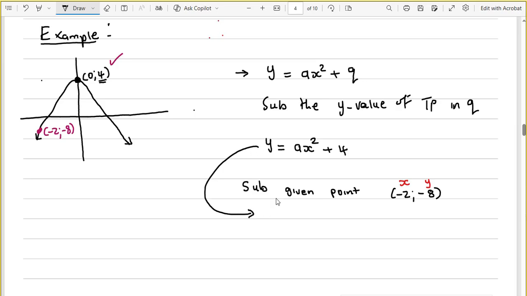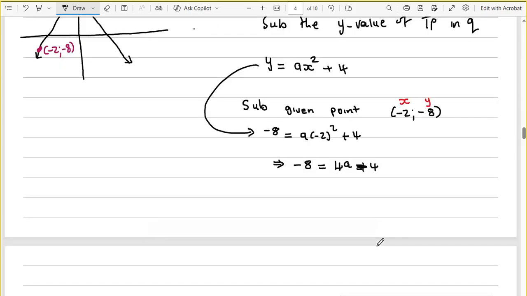So now, when I do the substitution, where there's y, I put -8. Where there's x, I put -2. Then, can you see the only unknown now? It's a. We can work this thing out and solve for a. This is algebra. Make sure that you know how to isolate the variable when it comes to algebra. So this will be equals to -8. It's equals to -2 squared. That's positive 4, which will give us 4a. It's equals to 4a plus 4.